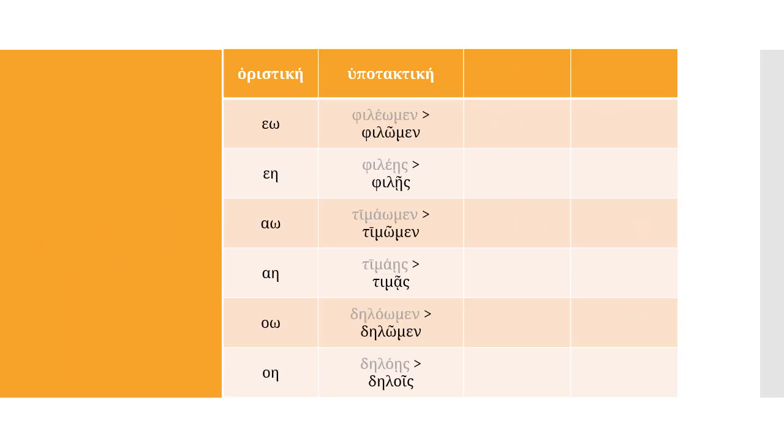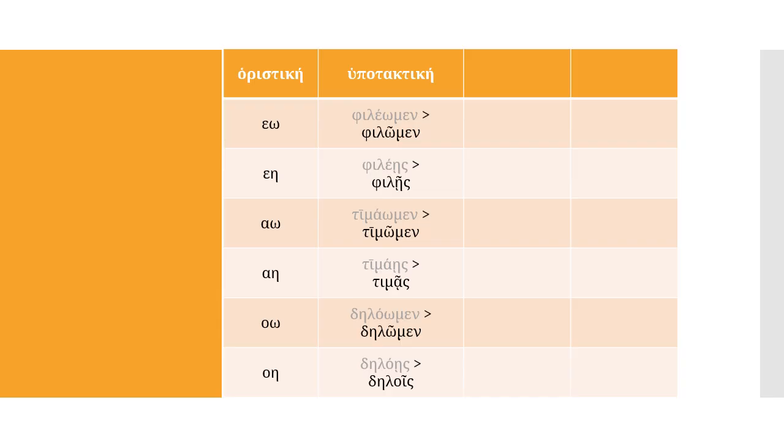Here I have briefly summarized what happens with contract verbs, contract vowels. So epsilon, when it meets the omega, wins. Phileomen, philomen. Phileis, phileis. In the case of the alpha, it loses to omega: timaomen becomes timomen, and timaeis becomes timas.